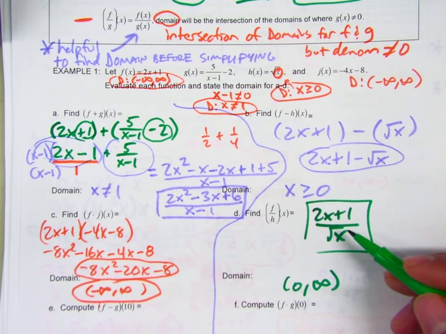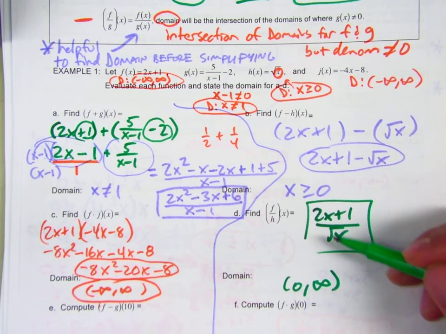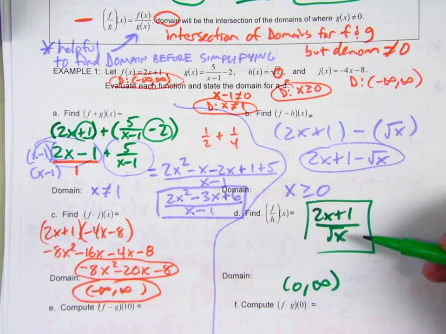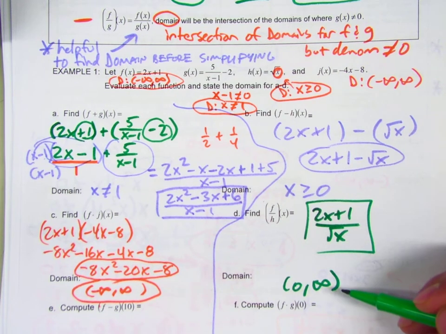Right, so it looks like it's greater than or equal to 0 because that's the original domain for the square root. But because we have it in the denominator, we just take that 0 out. So it's just higher than 0.